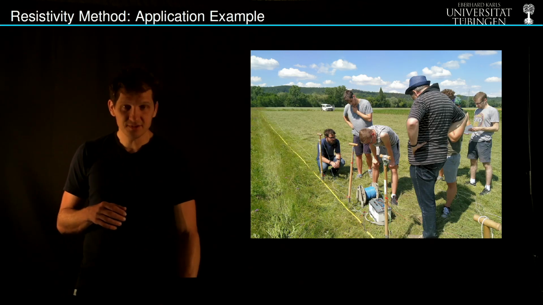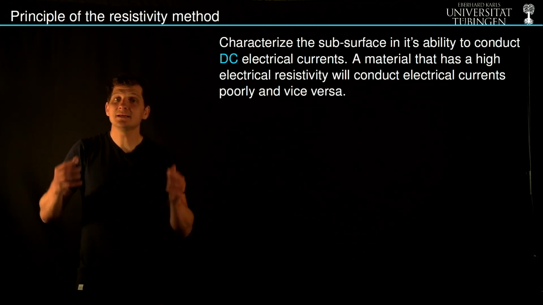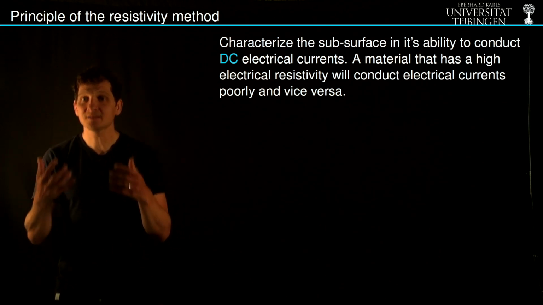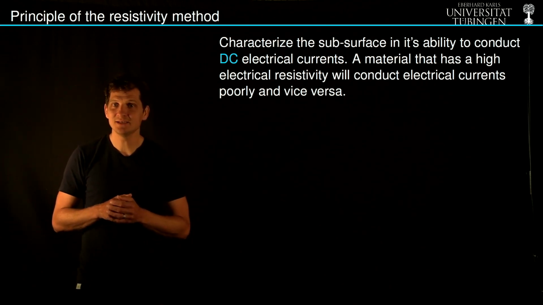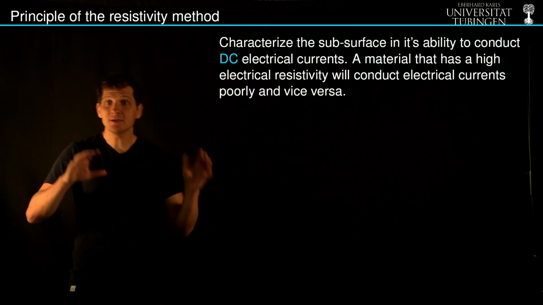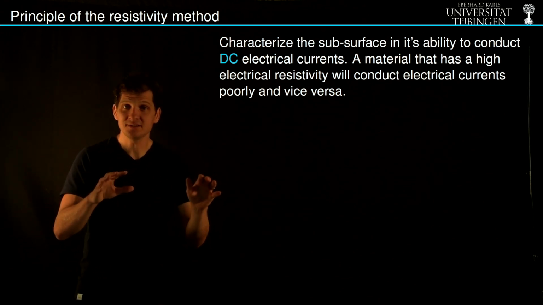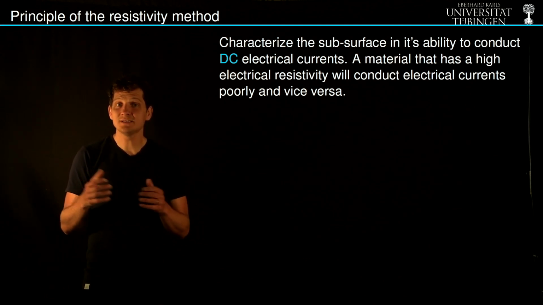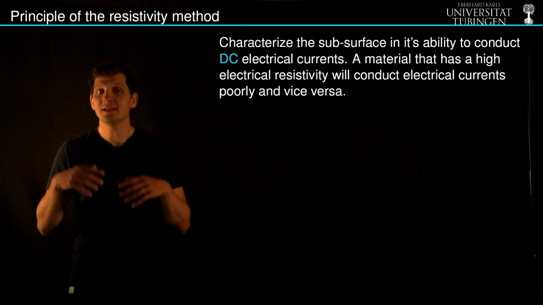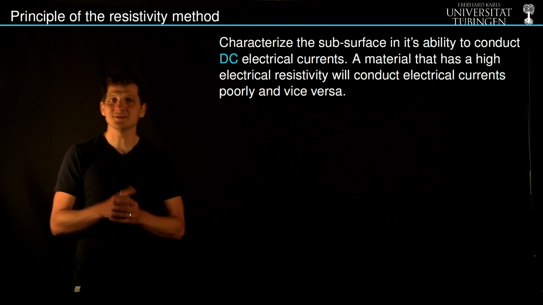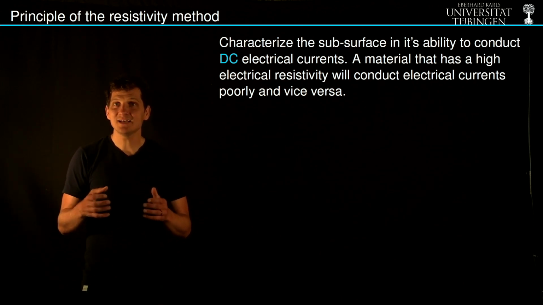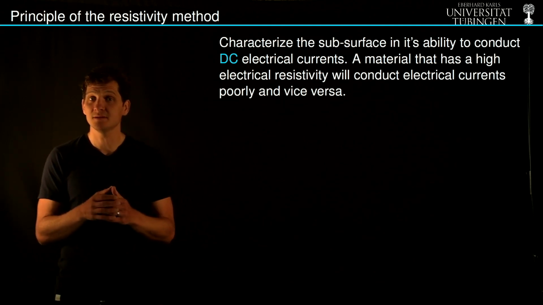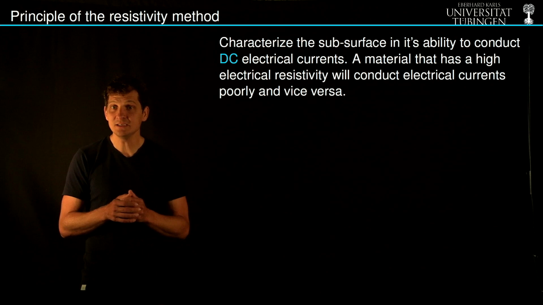The way the resistivity method operates is that it characterizes the subsurface as a function of its ability to conduct direct, as opposed to alternating, electrical currents. A material that has a high electrical resistivity will conduct electrical currents poorly and vice versa. And as we will see in a little bit, the resistivity method is an active method because an active source in form of a battery is required, and this sets the resistivity method apart from passive methods such as the gravity or the magnetic method, where no such active source is needed.